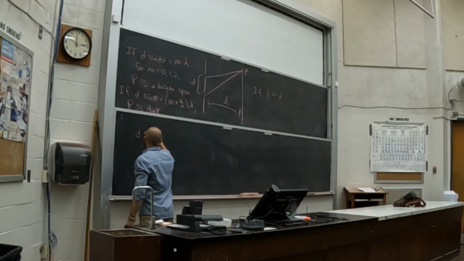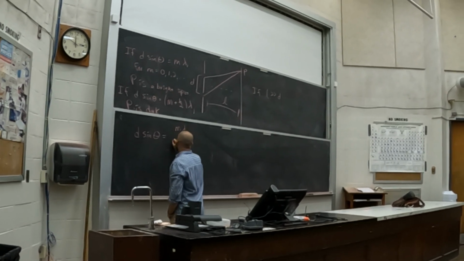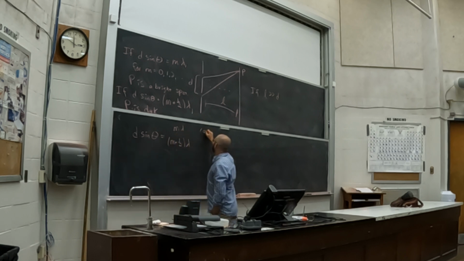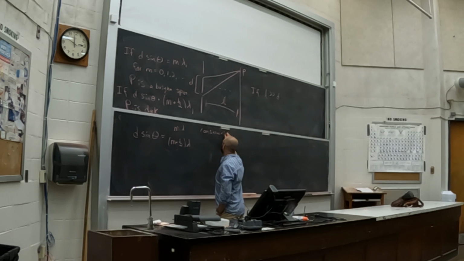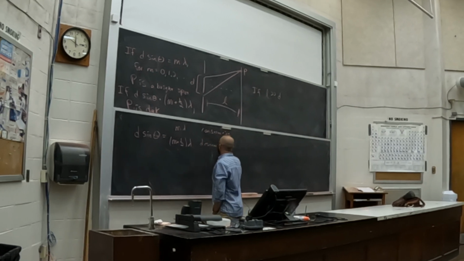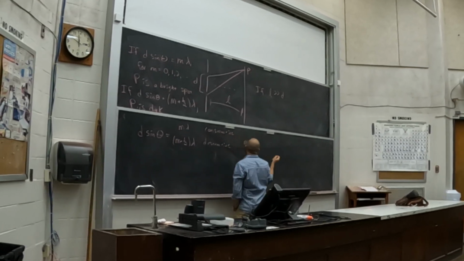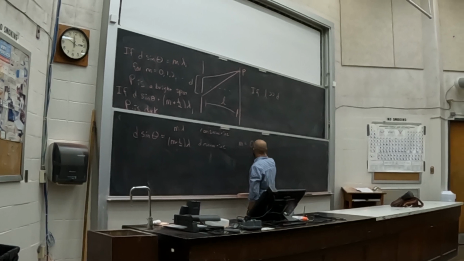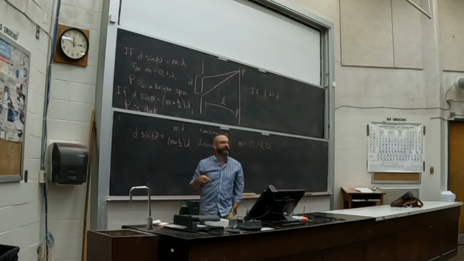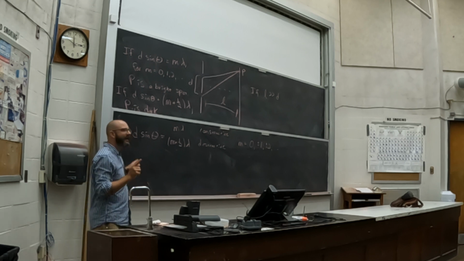d sine theta is equal to m lambda or m plus 1/2 lambda. This is constructive interference. That is bright spots. This is destructive interference. That is dark spots. For m equal to 0, I'm going to say plus or minus 1, plus or minus 2, plus or minus 3, etc. We'll talk about the pluses and minuses in just a second. Let's see what that gets us.